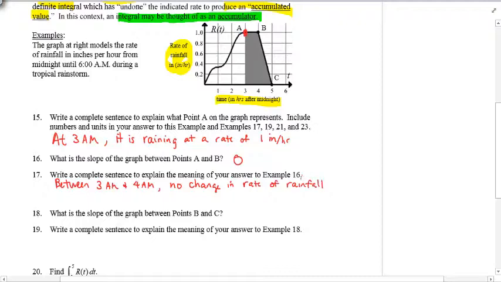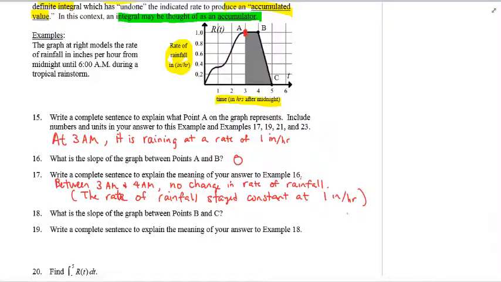Because once again, that's the y axis, a y variable. So there was no change in the rainfall. Just before at point A, it was raining at 1 inch per hour. So you could also have said the rate of rainfall stayed constant, and be more specific, I'll say at 1 inch per hour during that time interval. Okay. All right, try to see if you can do 18 and 19 on your own.